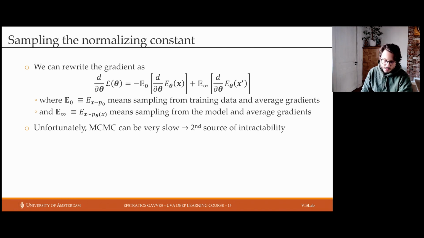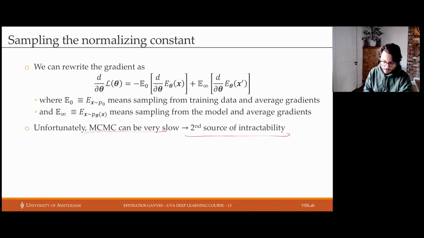So this actually is the second source of intractability. Although we can replace the analytic expectation with sampling, resolving our first source of intractability, MCMC can be very slow, especially for high dimensional data, because of high variance, among other things. This makes it again intractable. So what can we do instead?